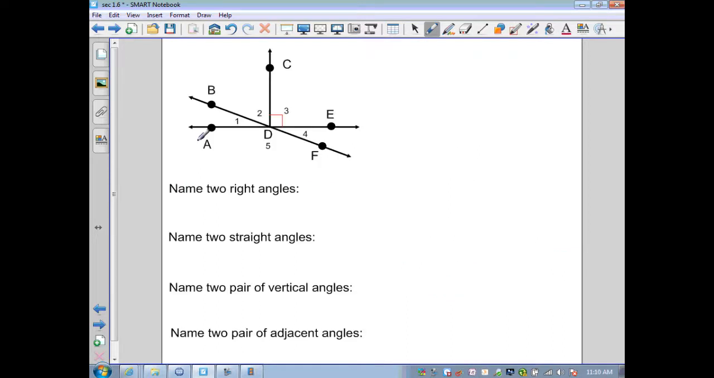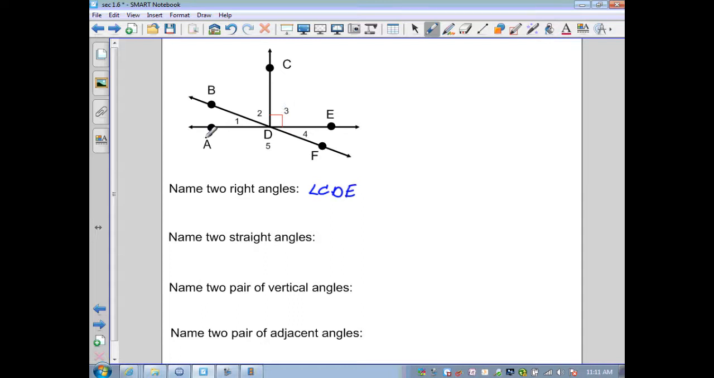Let's use this diagram to answer some questions. Here, name two right angles. Well, I know the one that has a red box in it is a right angle. Therefore, I could name that angle CDE, or I also could name that angle 3.